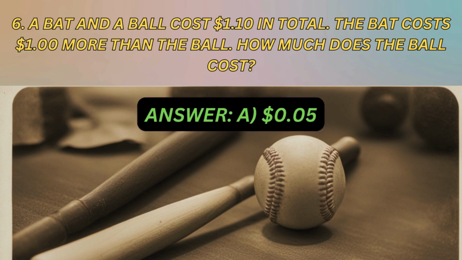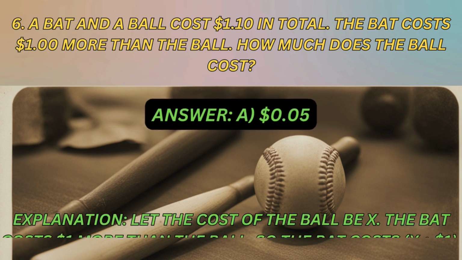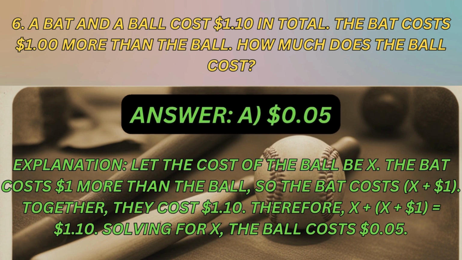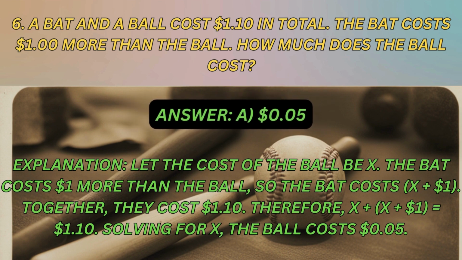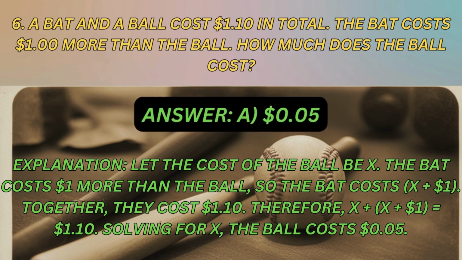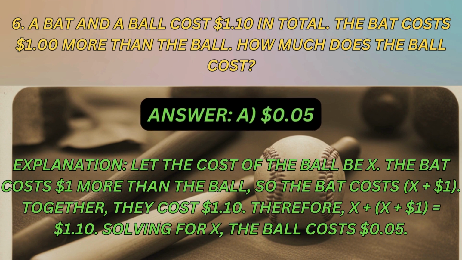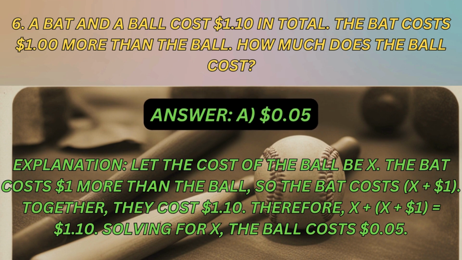Answer: A. 5 cents. Explanation: let the cost of the ball be X. The bat costs $1 more than the ball, so the bat costs X plus $1. Together, they cost $1.10. Therefore, X plus $1 equals $1.10. Solving for X, the ball costs 5 cents.